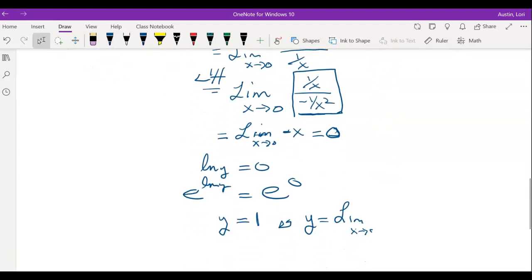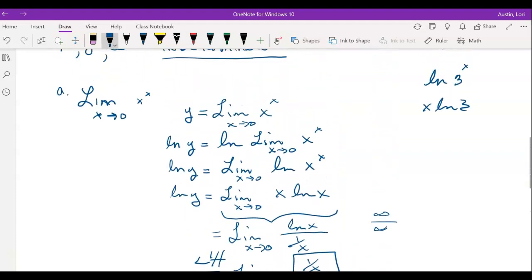Of x to the x. And since y equals 1, that equals 1. All that work to find out the limit is simply 1. Okay? Yes. Okay, that was the easy one.